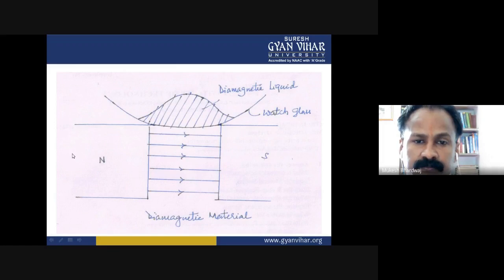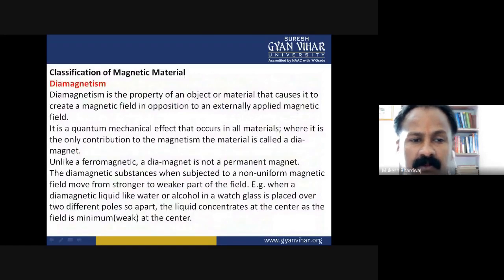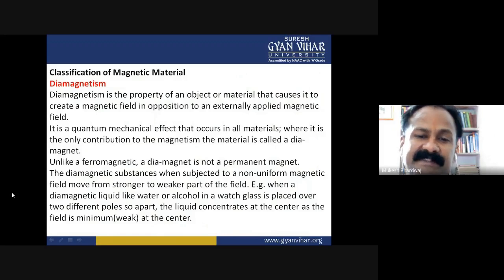So we go back to the statement once again. Unlike a ferromagnet, a diamagnet is not a permanent magnet. The diamagnetic substance, when subjected to a non-uniform magnetic field, moves from the stronger to the weaker part of the field. Water or alcohol in a watch glass is placed over two poles set apart, and the liquid concentrates at the center, as we know that the field is minimum at the center.